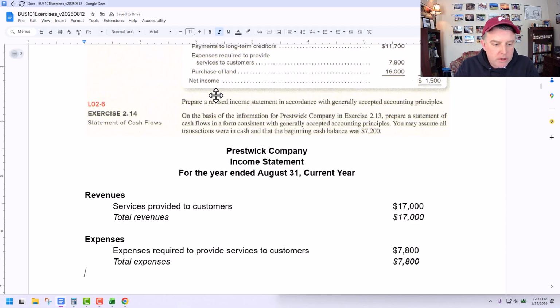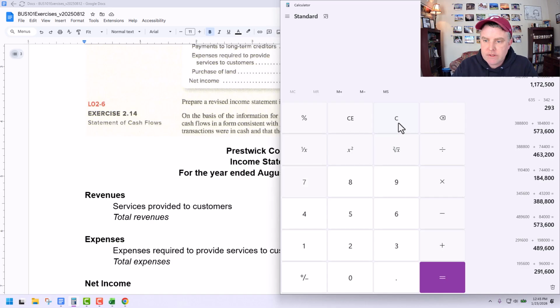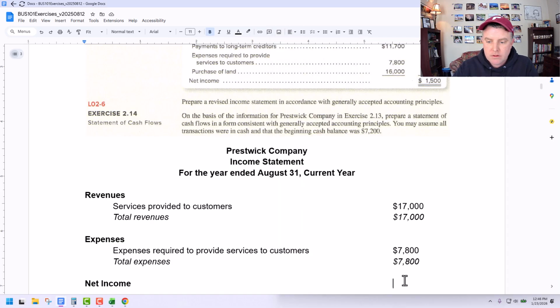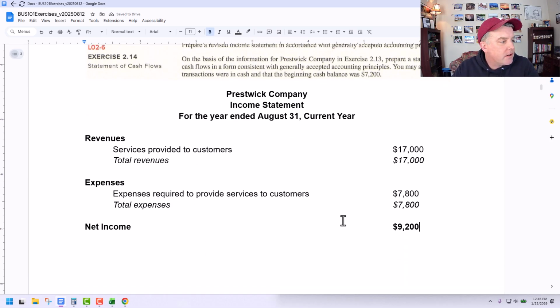So now we can calculate what is called the bottom line, and the bottom line is net income. So whenever you hear that term, the bottom line, what we're talking about is how much profit, how much income the company has made after it has subtracted its expenses from the sales that it has made. So in this case, we're going to do 17,000 minus 7,800. 17,000 minus 7,800 is 9,200. Okay, and that is our net income here.